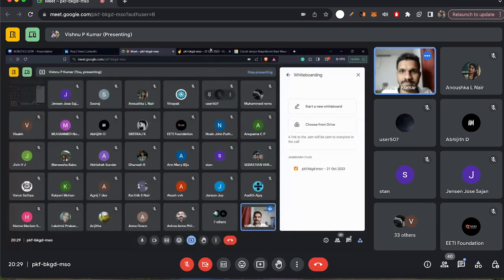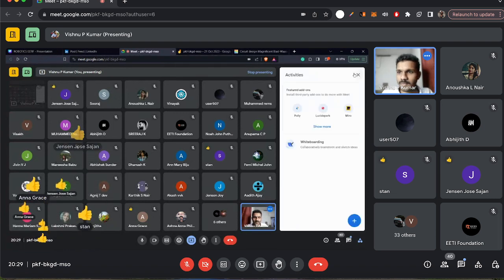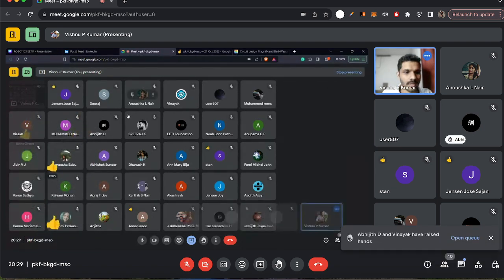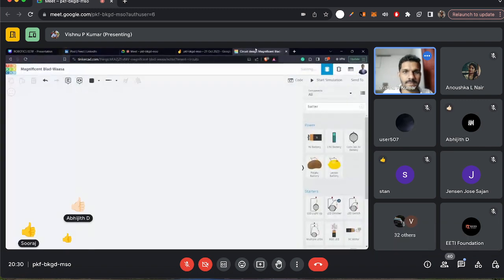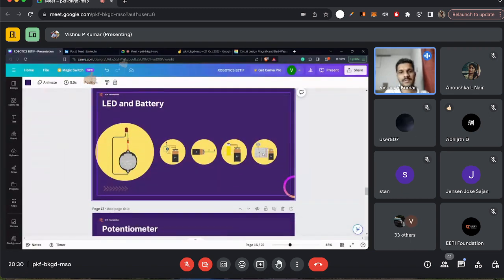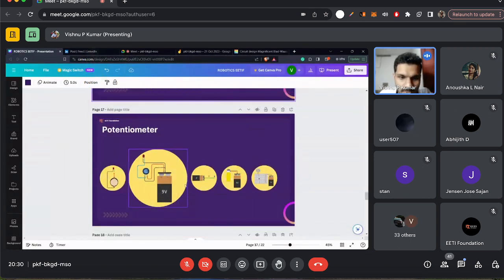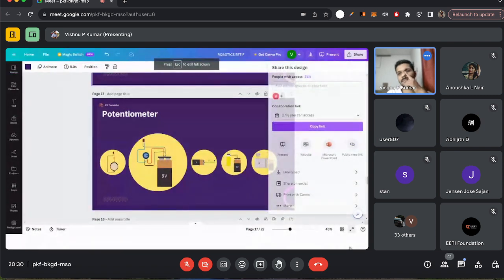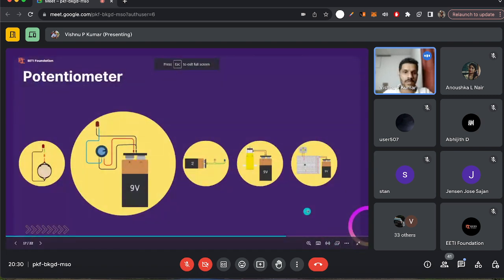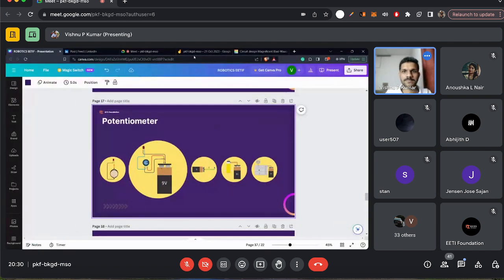So is it clear? Okay. And here we have the next circuit. So that's a potentiometer circuit. Okay. So we are having a potentiometer circuit.